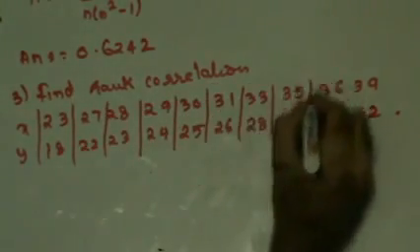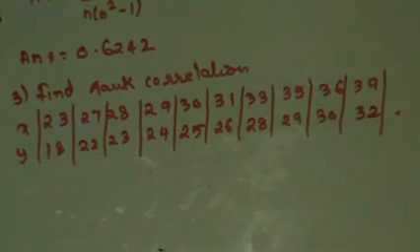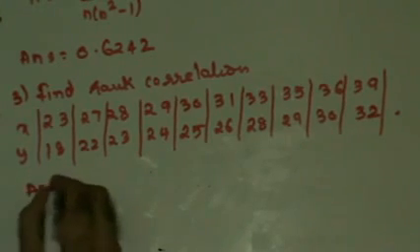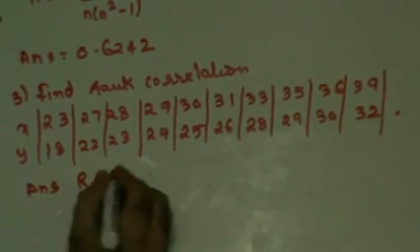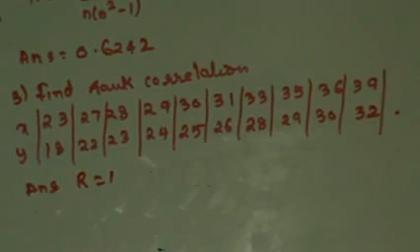You have data, you can easily find out rank correlation. It's like your second sum. First you rank the data and then you find rank correlation for this. You should get the answer, rank correlation R, should be equal to 1. Right? Next, let's see another sum.